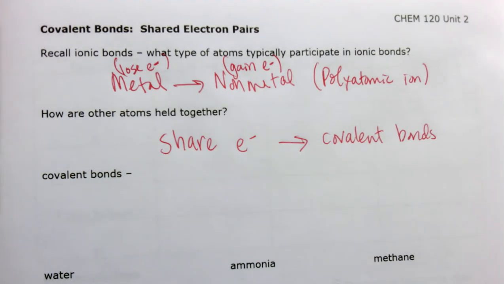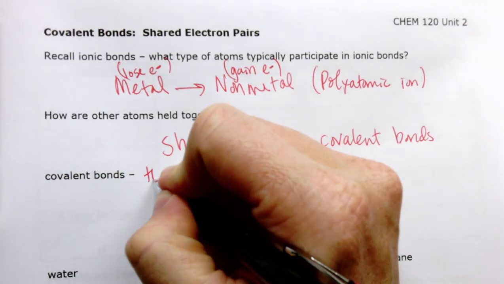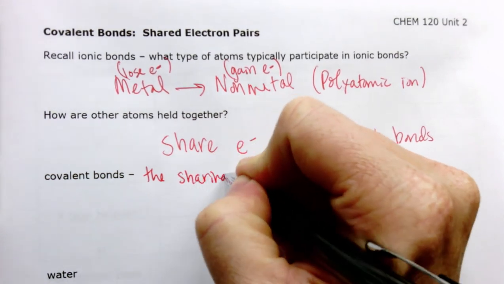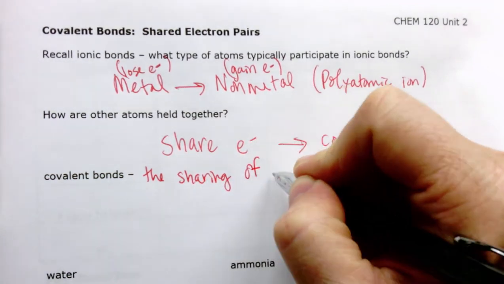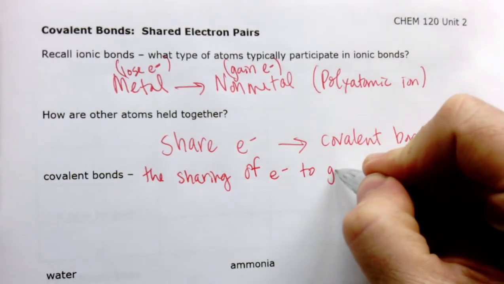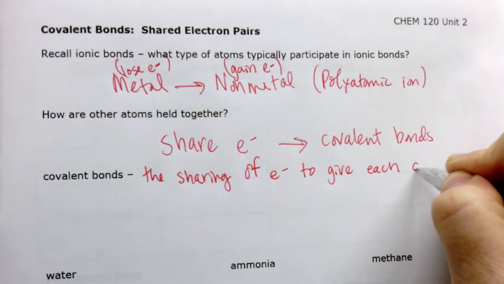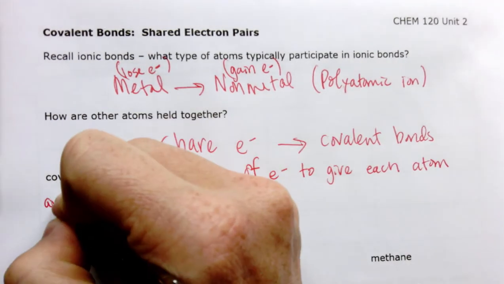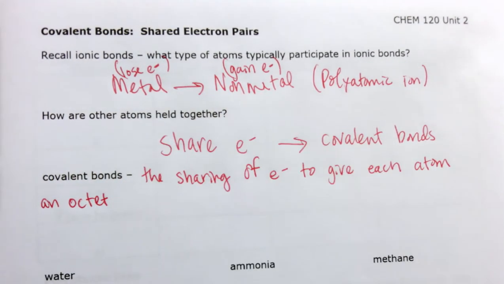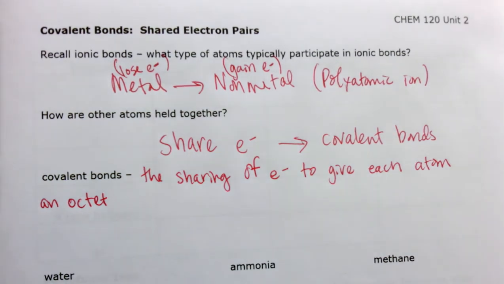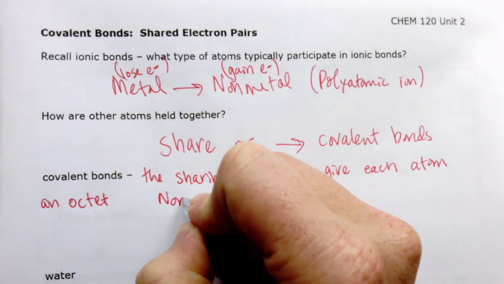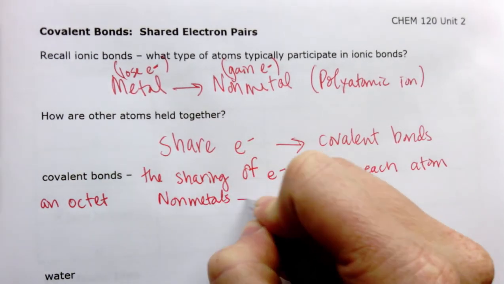So the definition of covalent bonds is the sharing of electrons to give each atom an octet. Typically, well, all examples of covalent bonds are between nonmetals and nonmetals.